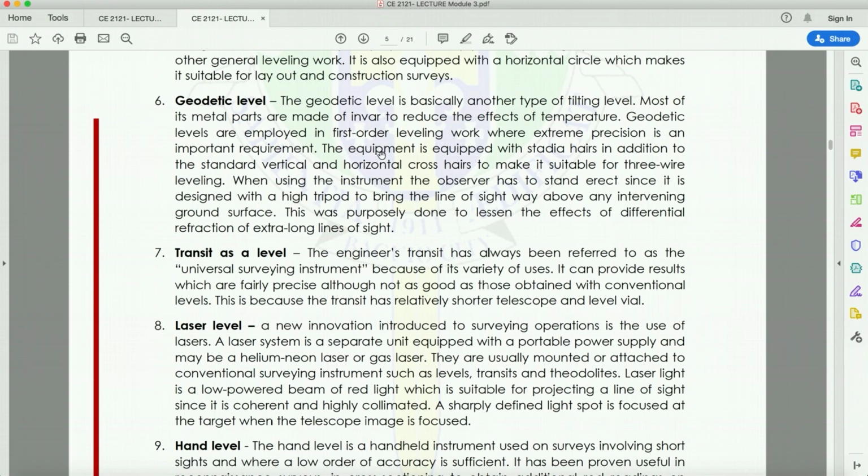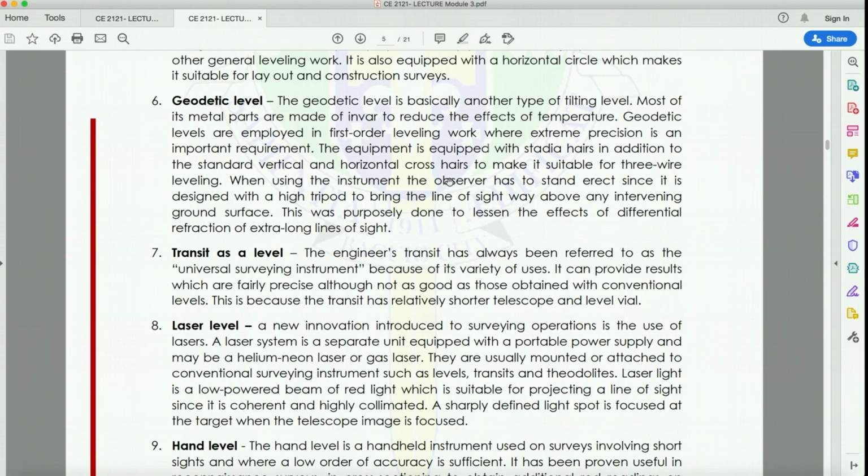The equipment is equipped with stadia hairs in addition to the standard vertical and horizontal crosshairs to make it suitable for three-wire leveling. When using the instrument, the observer has to stand erect since it is designed with a high tripod to bring the line of sight way above any intervening ground surface. This was purposely done to lessen the effects of differential refraction of extra long lines of sight.